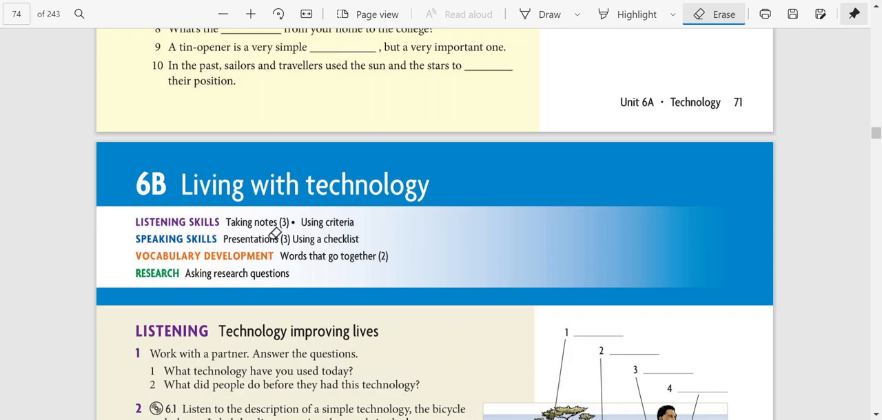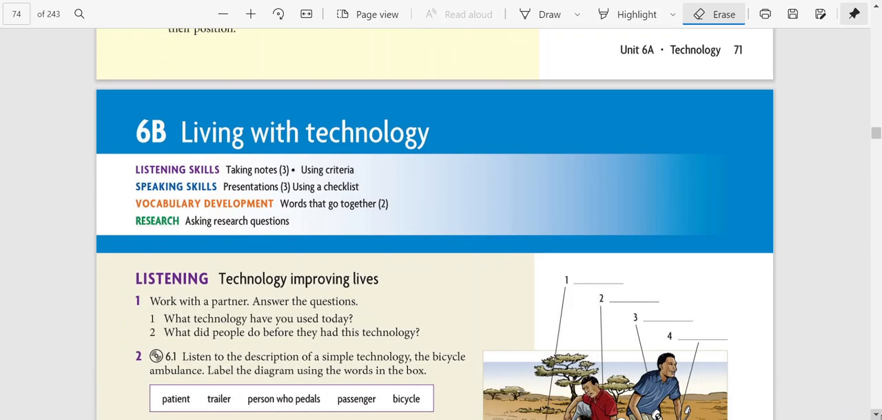And presentations and using a checklist. Words that go together in the vocabulary development part, we are going to explain collocations. We mentioned that in previous units and the previous semester, and we explained that we have collocations, which are words that go together, like taxi driver and traffic jam. Traffic jam or taxi driver are collocations. And in here, we will mention it also.